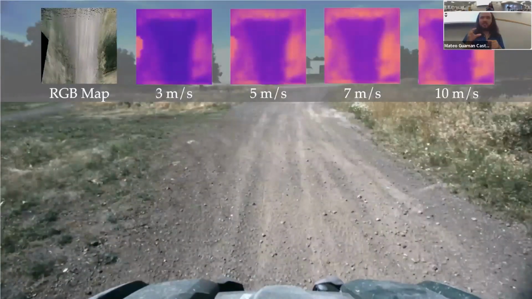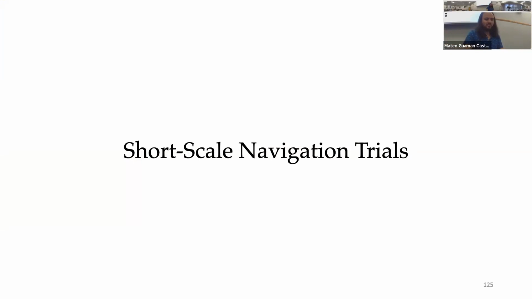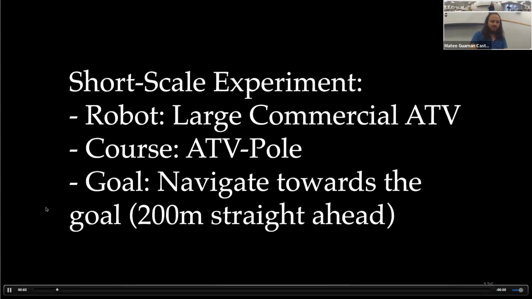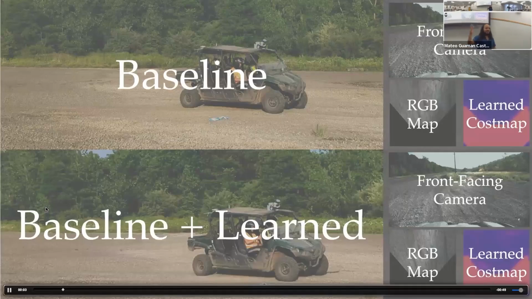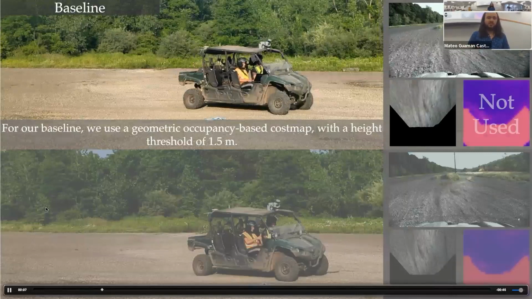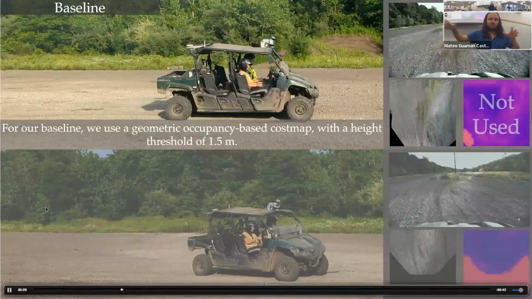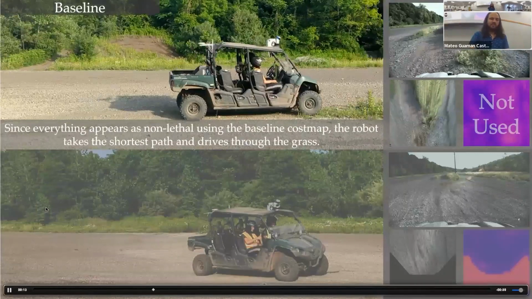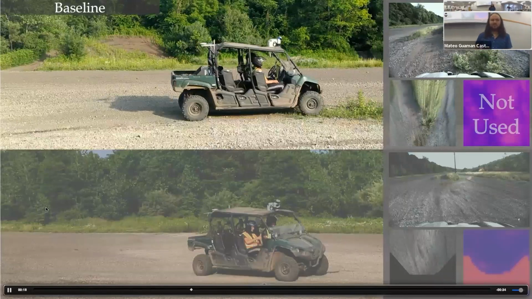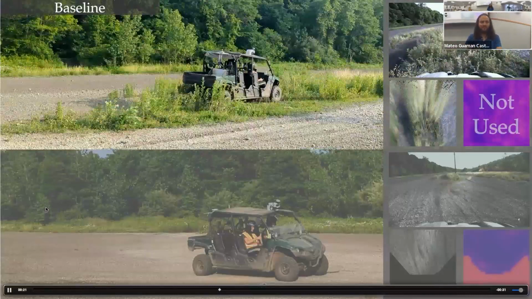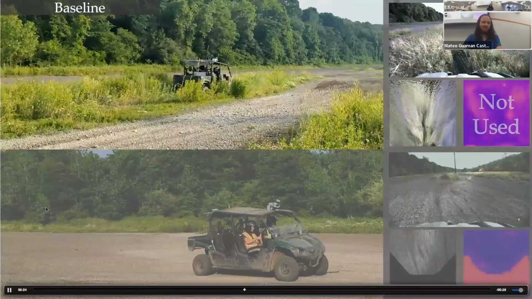We wanted to run some sort of unit test to see whether this actually works, and this is one example. Again, the baseline has a very high threshold for occupancy. In this case, the goal is to drive 200 meters straight, but there are different types of terrain in the environment. The baseline just cannot capture this nuance. Even though both are traversable, there's clearly a more preferred path, and it goes straight through, shortest distance wins.